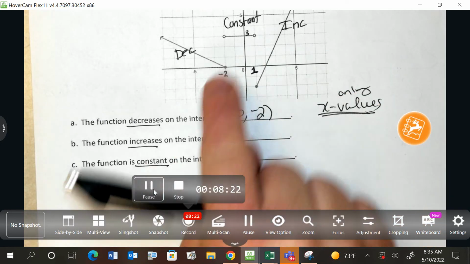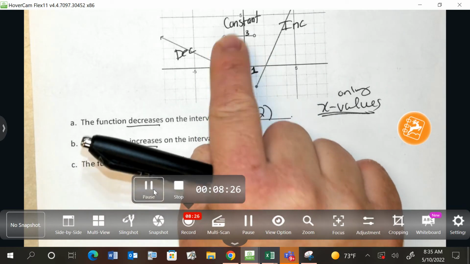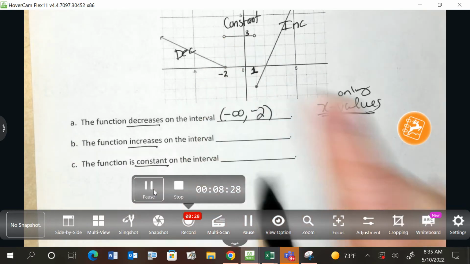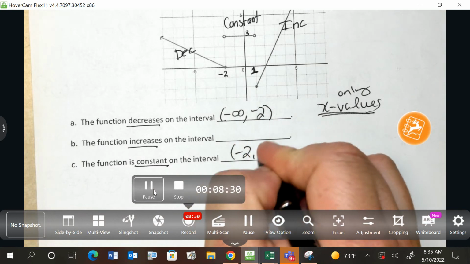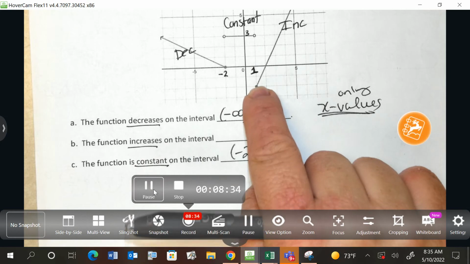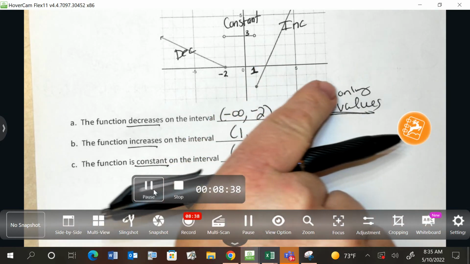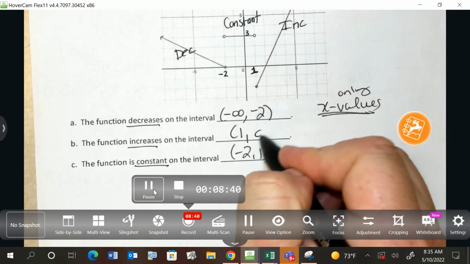Okay, let's go over constant. From negative 2 to positive 1, it's constant. And what x value does it start to increase at? It starts to increase at 1, and as it goes to the right, it continues to increase.